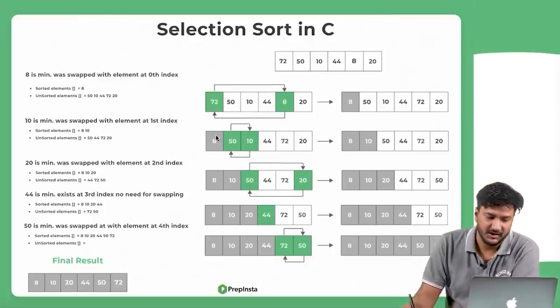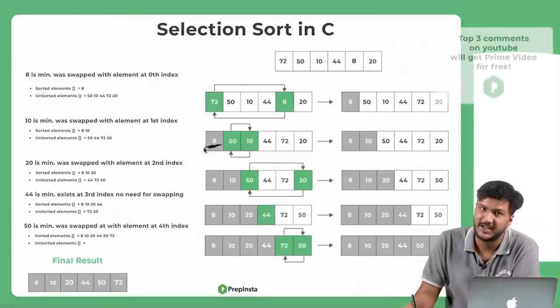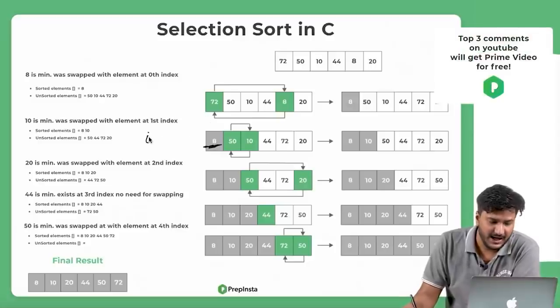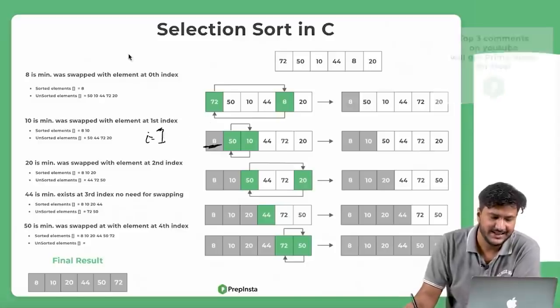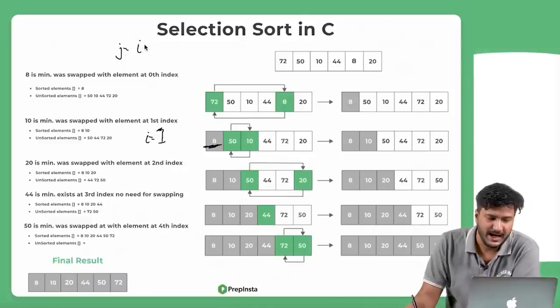In the next iteration, obviously I already have my smallest element here. So I will start from i equals 1. In this case, my j for loop would start from i plus 1. So my i value would be this, and my j value will start from this.